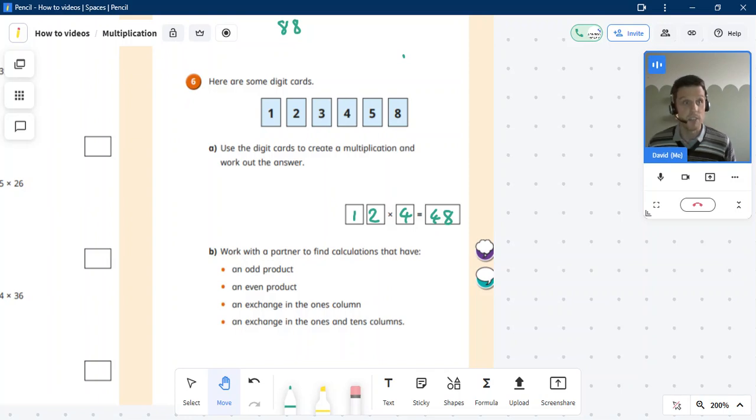Okay, and for the final part, you're going to work with someone at home or try and do it yourself. Work with somebody to find a calculation that has an odd product, an even product, an exchange in the ones column, and an exchange in the ones and tens column. It's a bit tricky, this one, but have fun with it and pause the video here. And when you're ready, we'll go through the answers.